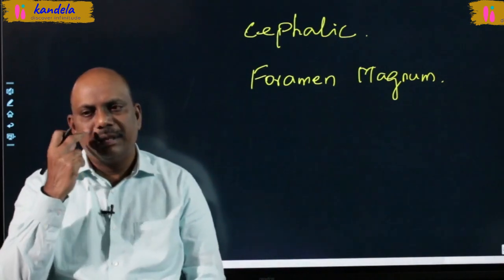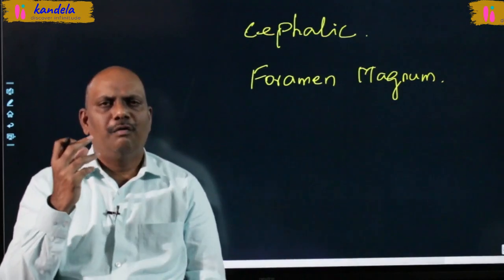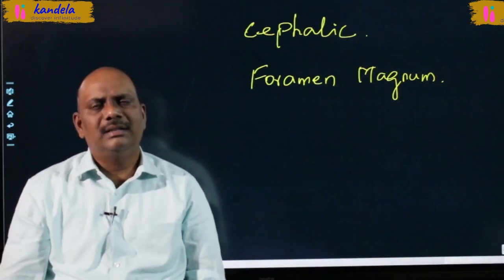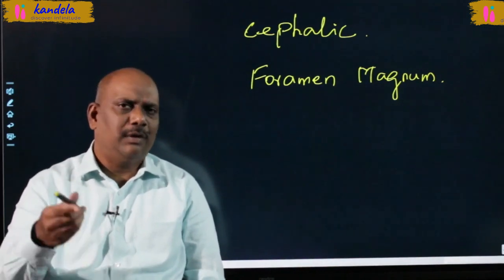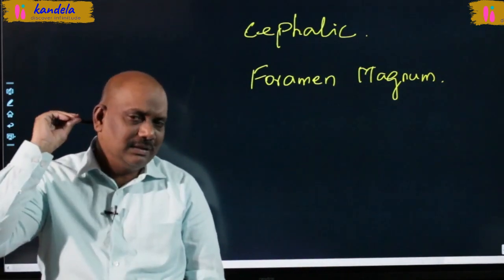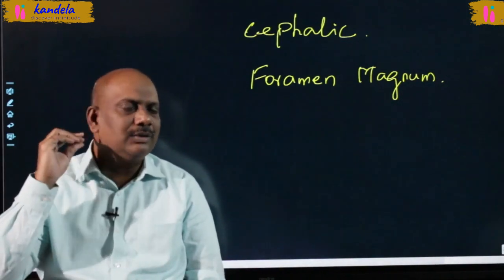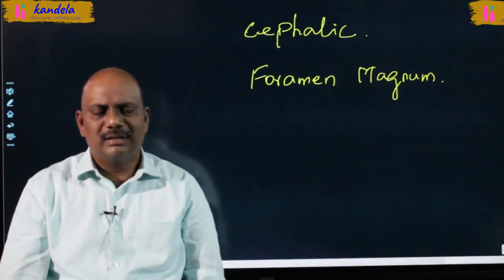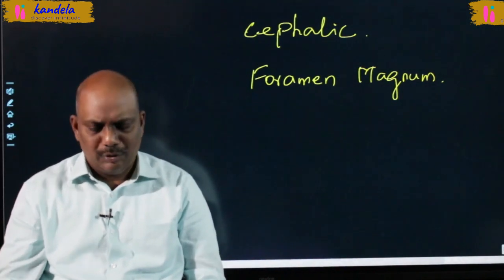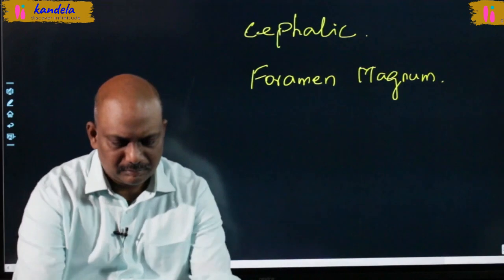Okay. See, foramen refers to an opening in a bone. Foramen magnum, again, is an opening in our skull. This opening is found at the back side of the skull. And it is through this opening that our brain continues as the spinal cord. So this is called the foramen magnum. I'll show you one picture of this foramen magnum.